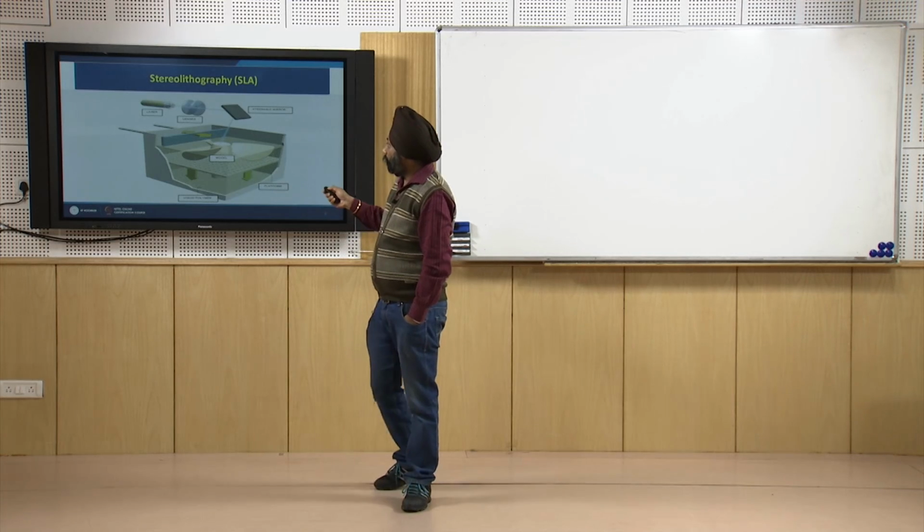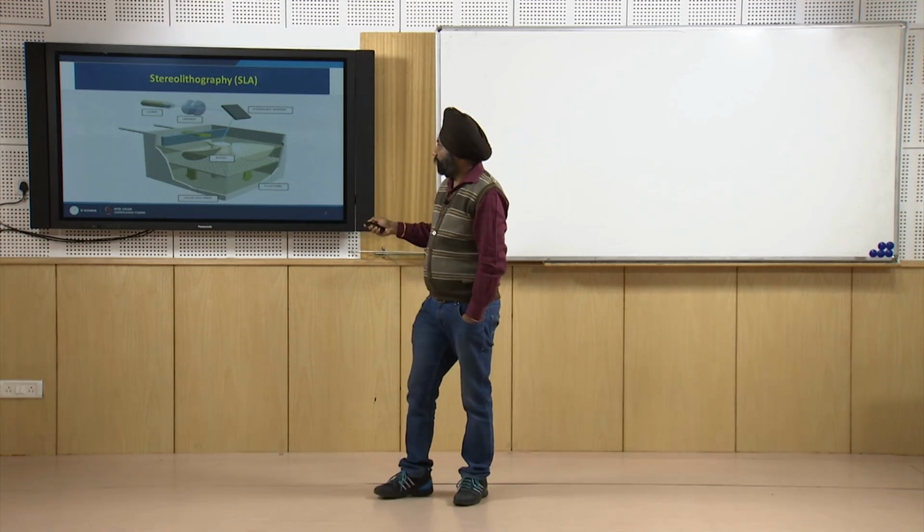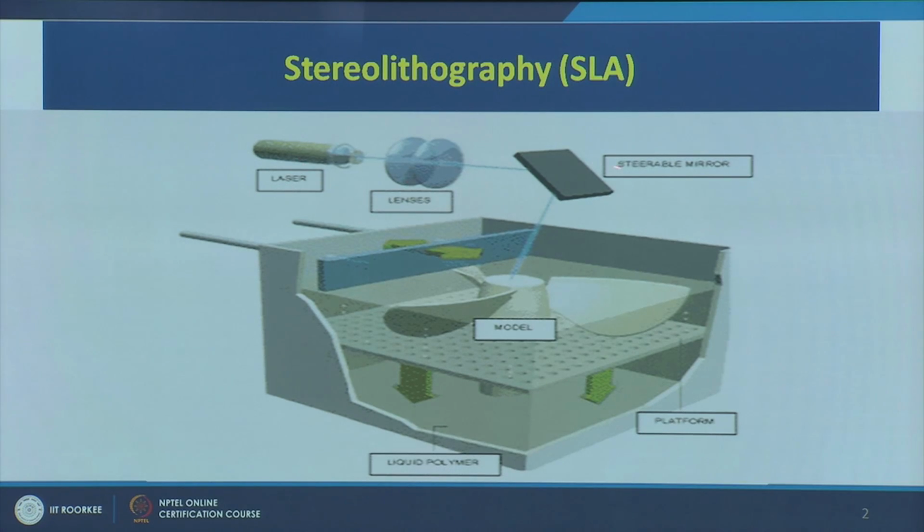So this is stereolithography, and here we see we have a laser gun, lenses, then there are focusing lenses, and this is the model that we are creating. It will be created layer by layer, and we will try to understand how we can make a three-dimensional model layer by layer using this arrangement.